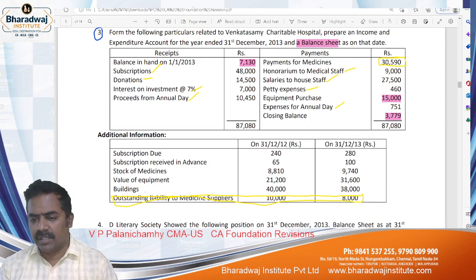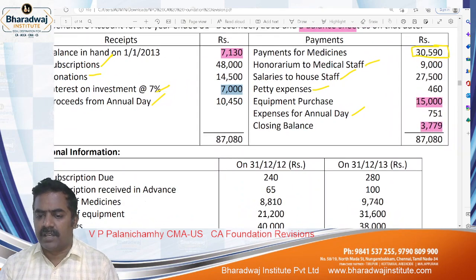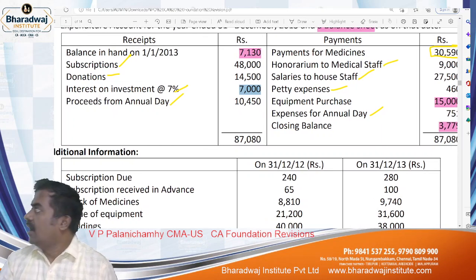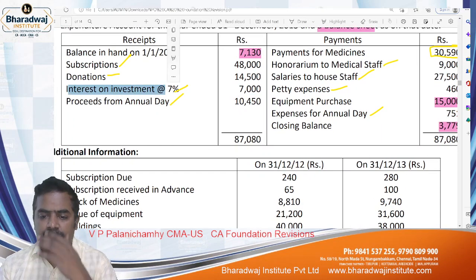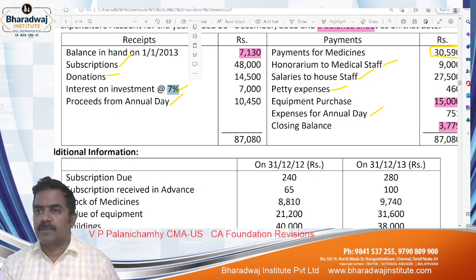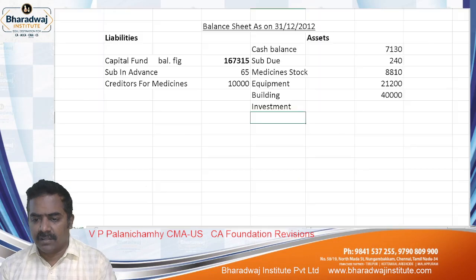Everybody paying attention. There is an interest received. Look at the receipt side. How much of interest is received? 7,000. What percent have we invested? We have invested at 7%. Then how much would we have invested?